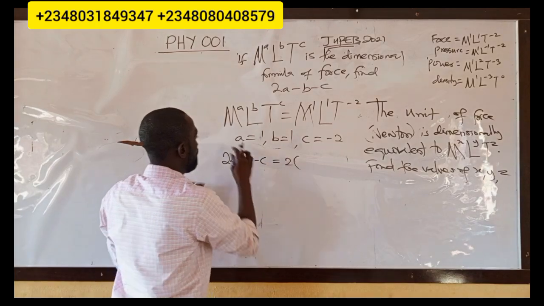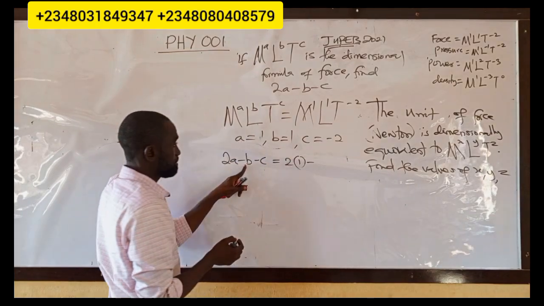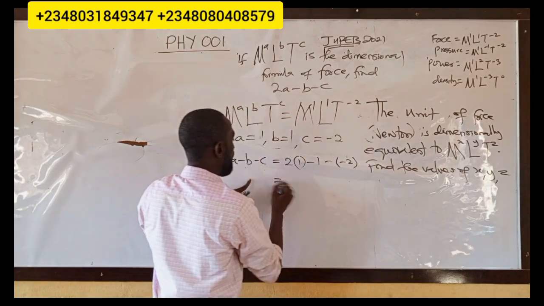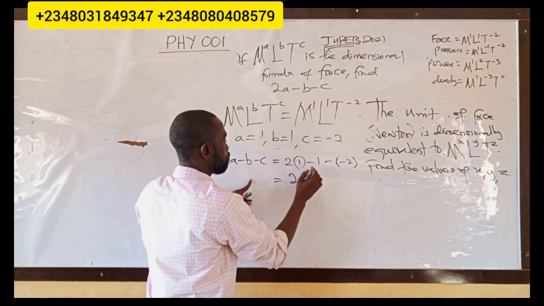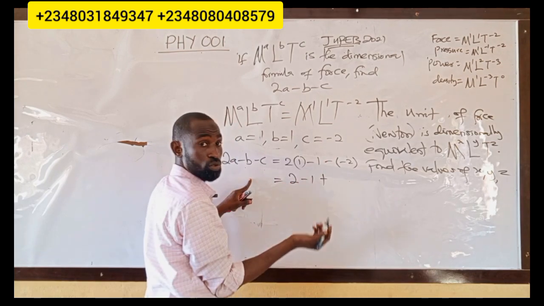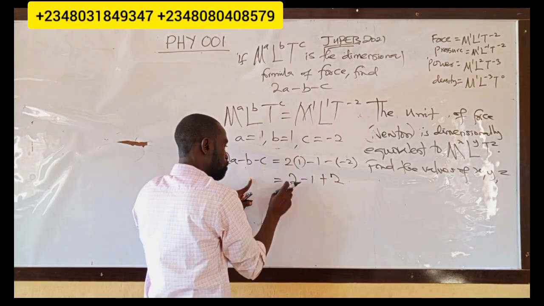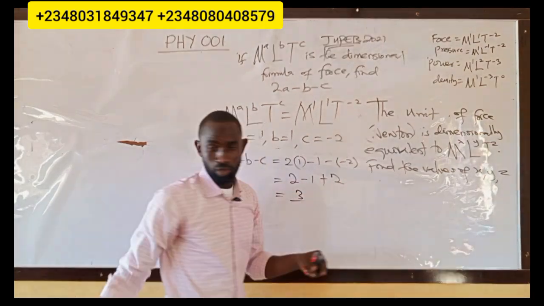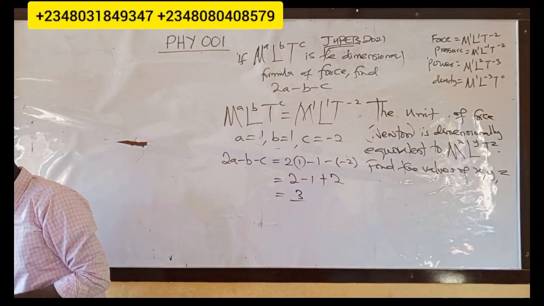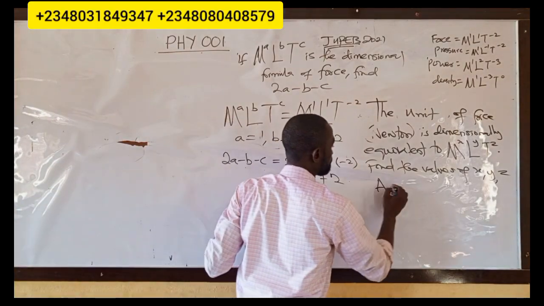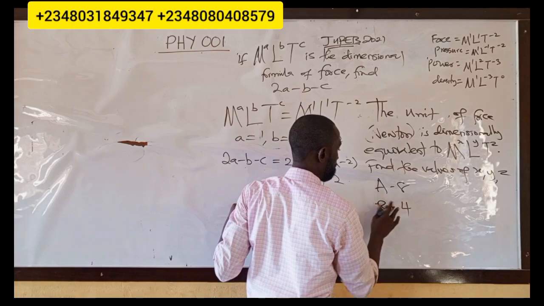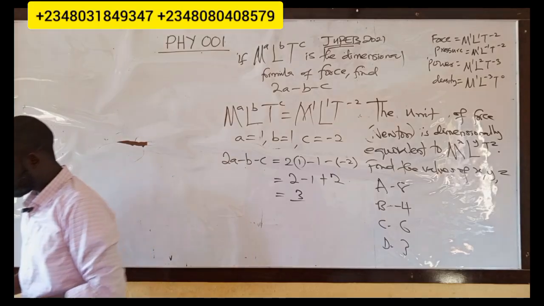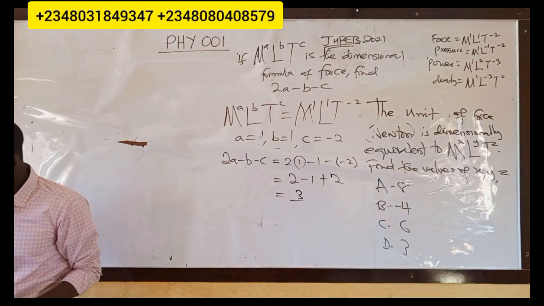So what is 2A minus B minus C? That will be 2 times A, which is 1, minus B, which is 1, minus C, which is minus 2. So we have 2 times 1, which is 2, minus 1, and minus times minus 2 is plus 2. So 2 plus 2 is 4, and 4 minus 1 is 3. So the correct answer is 3, and the options include 8, minus 4, 6, and 3. The answer is 3.